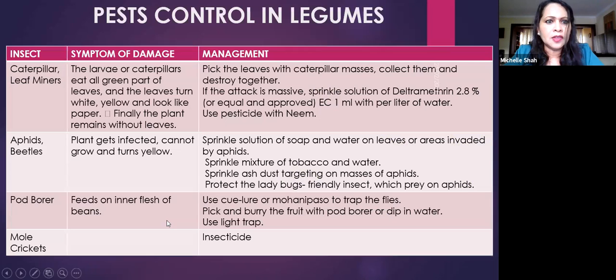Control of pests in legumes. We have basic pests that attack, which are the caterpillar leaf miners. Then you have aphids and beetles, and we have pod borers and mole crickets.